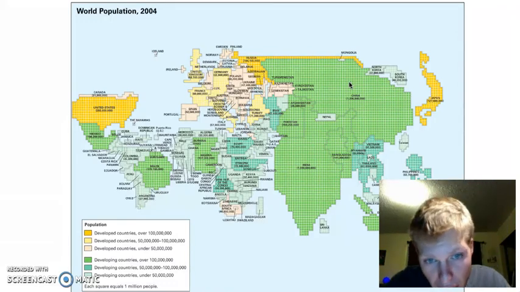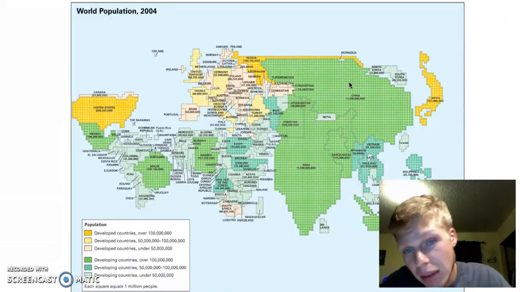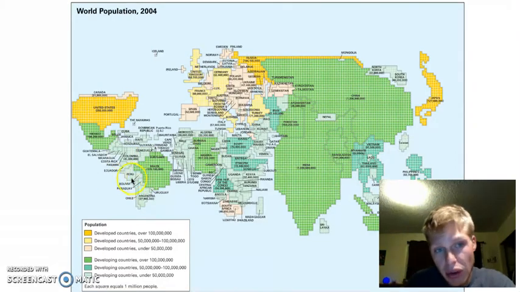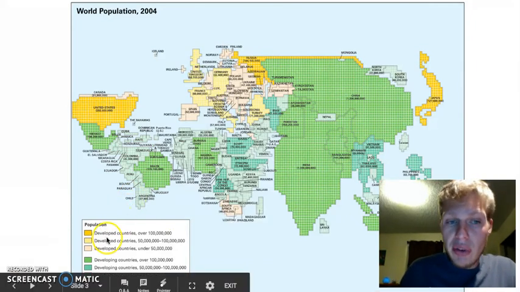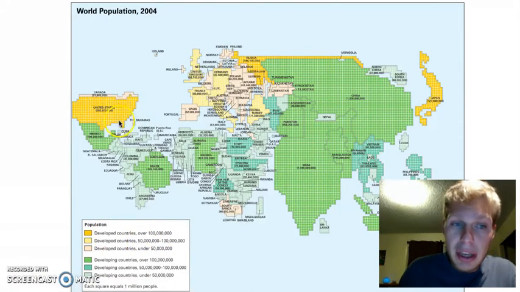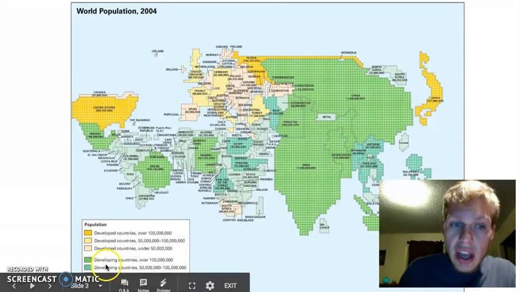If you look at a lot of Latin America over here in this region, you can see that they're quite small countries, but they're only showing population. And if we look over here in the key, we see the words developed countries in orange, and developing countries in green.